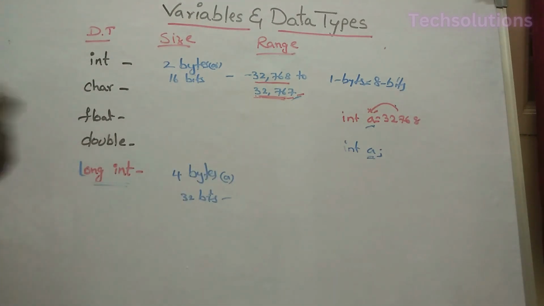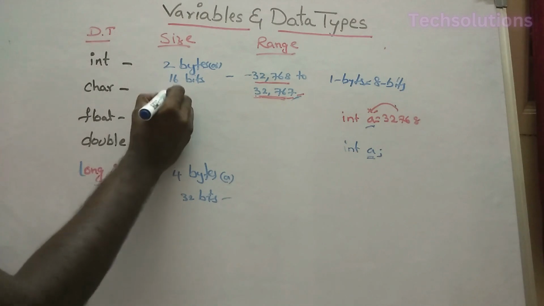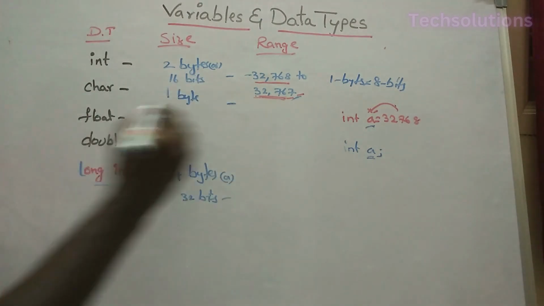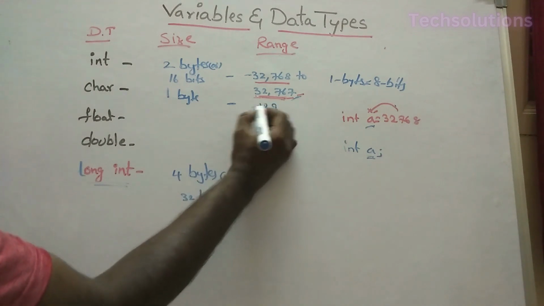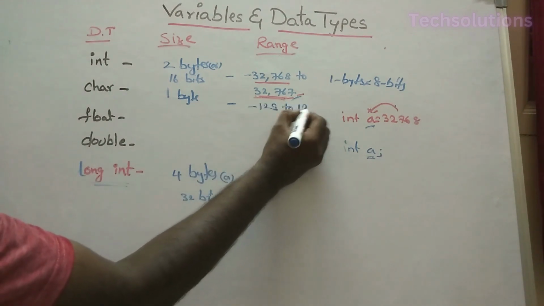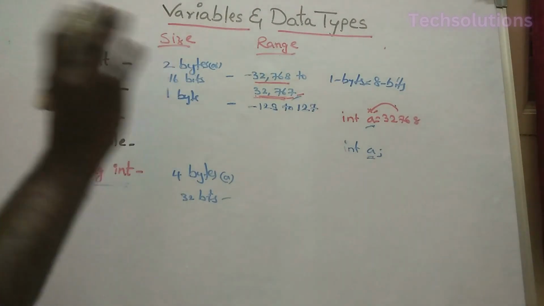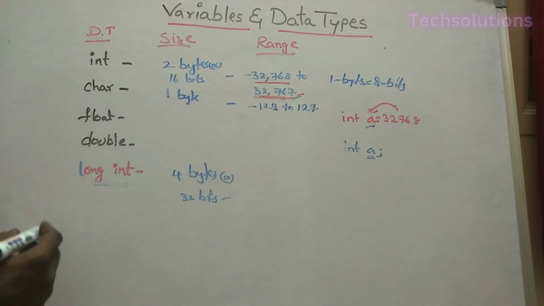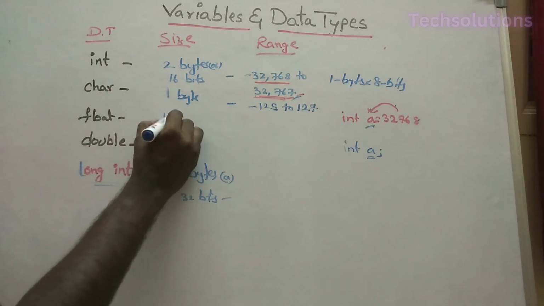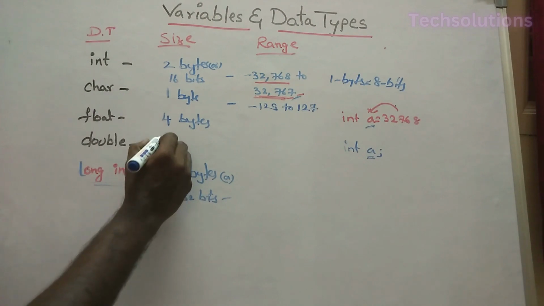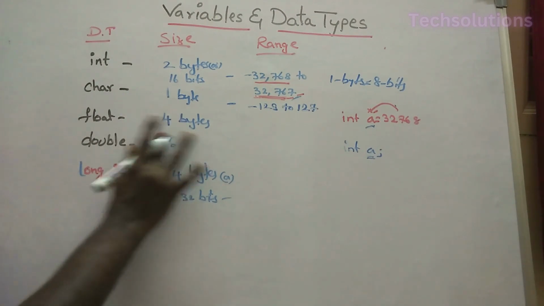In the same way, what is the size of the character? The size of the character is 1 byte. Now what is the range? The range of character is minus 128 to 127. Now what is the size of the float? The size of the float is 4 bytes and the size of the double is 8 bytes.